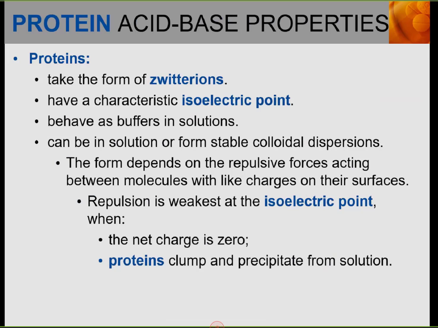The repulsion forces are weakest at the isoelectric point. So what you want to have when you have these protein micelles is net charges on the protein. You don't want to have a protein with no net charge. As you see here, when that happens, the proteins clump and precipitate from solution. You want the net charge in the protein to be either positive or negative, so they repulse each other. The micelles don't come together and clump.